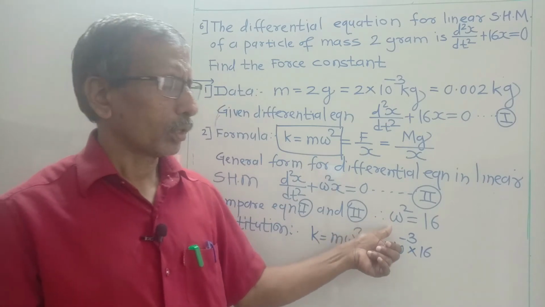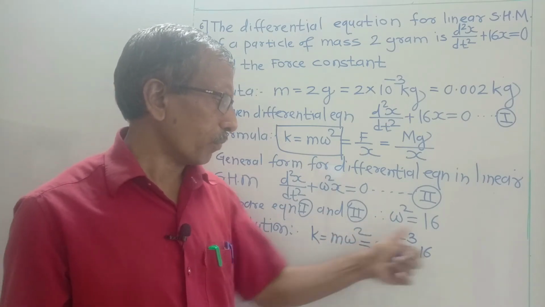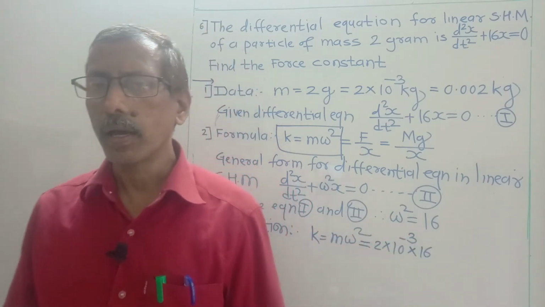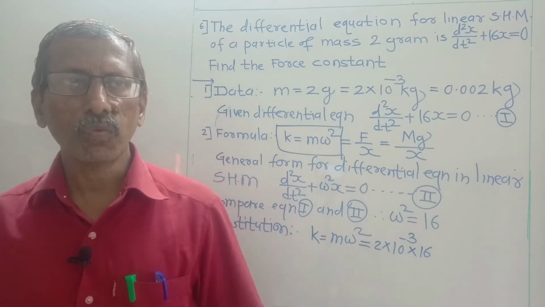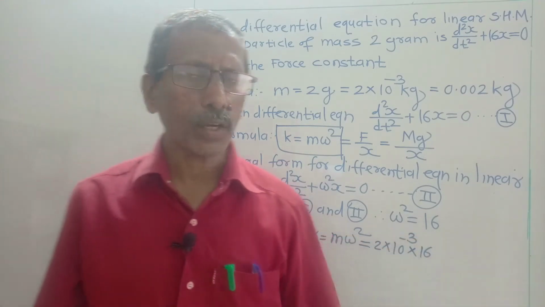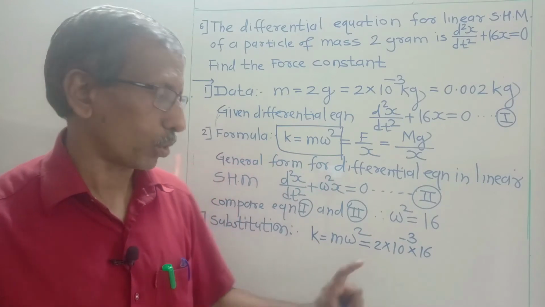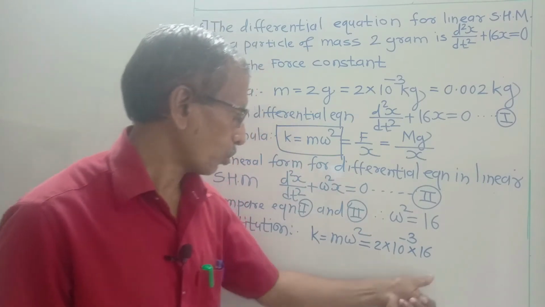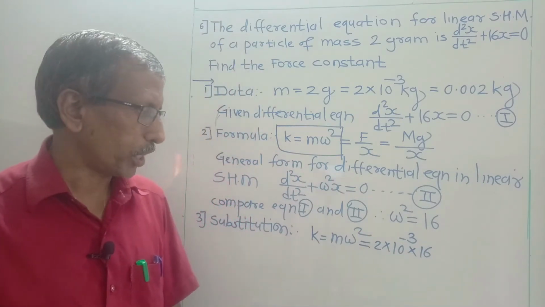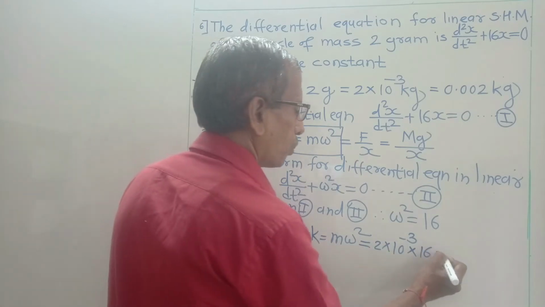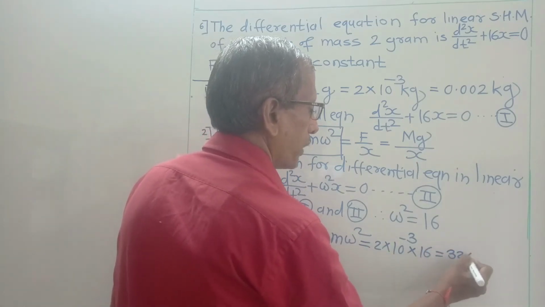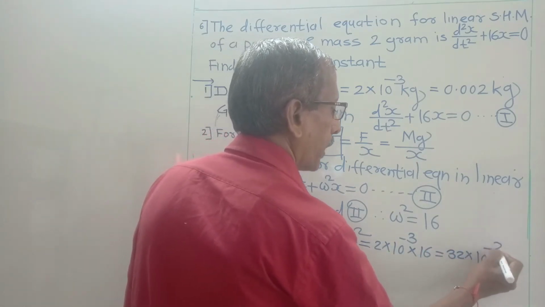Since we need omega square, we don't find the value of omega. If you want to find omega, then we can write omega is equal to plus minus 4, no doubt. So 16 into 2, 32. So k is equal to 32 into 10 raised to minus 3.